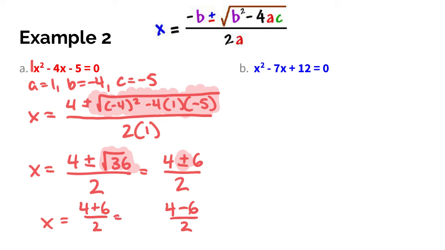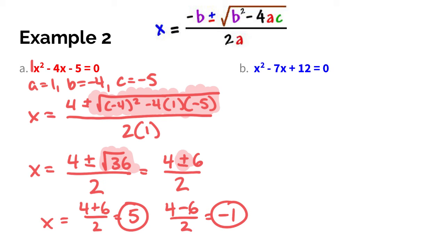4 plus 6 over 2 would give me 10 divided by 2, which is 5. And then 4 minus 6 would give me negative 2 divided by 2, which is negative 1. So my two answers here are 5 and negative 1. If you were to plug those values in for x up top, you would get 0 as an end result. But I got 5 and negative 1 by using the quadratic formula, simplifying that discriminant, and then getting my two answers by doing the plus or minus.